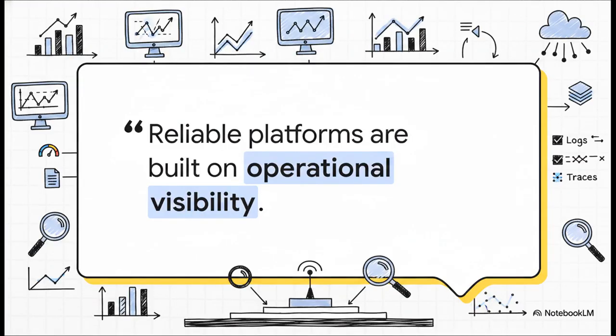This brings us to a really powerful core takeaway. Reliable platforms are built on strong operational visibility. You can have the absolute best code, the most brilliant microservice architecture, and the most advanced Kubernetes deployment in the world. But if you cannot see what it's doing, you cannot run it reliably at scale. Metrics, logs, traces, and centralized telemetry are the non-negotiable foundations of cloud-native reliability.